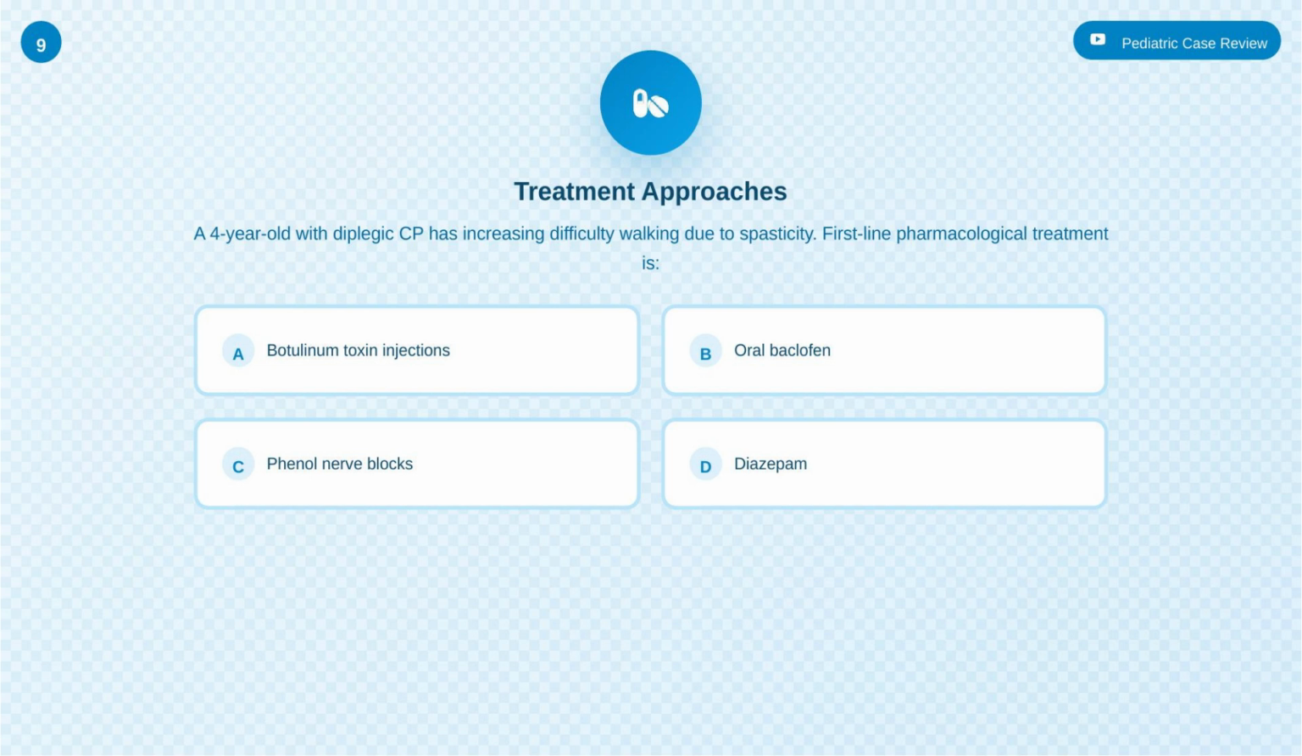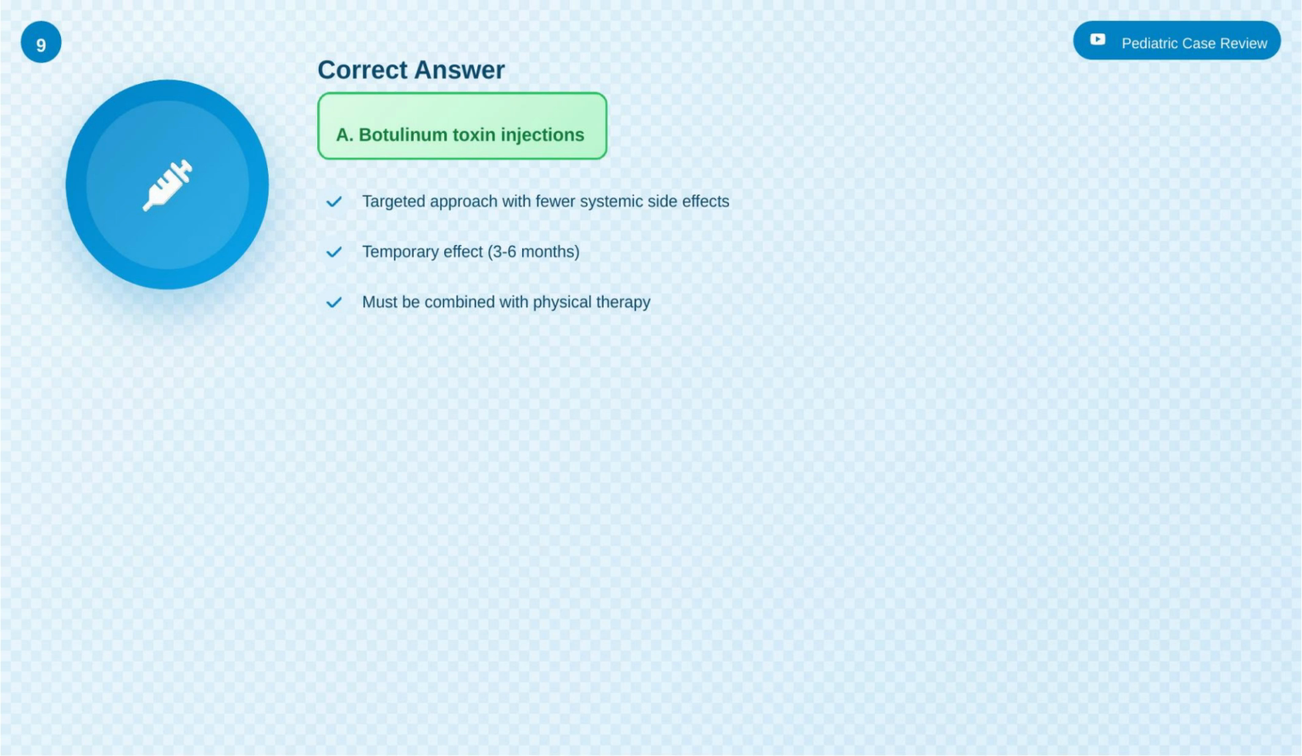What is the first-line pharmacological treatment? A. Botulinum toxin injections. B. Oral baclofen. C. Phenol nerve blocks. D. Diazepam. The correct answer is A. Botulinum toxin injections are typically considered the first-line pharmacological intervention for localized spasticity in children with diplegic cerebral palsy.